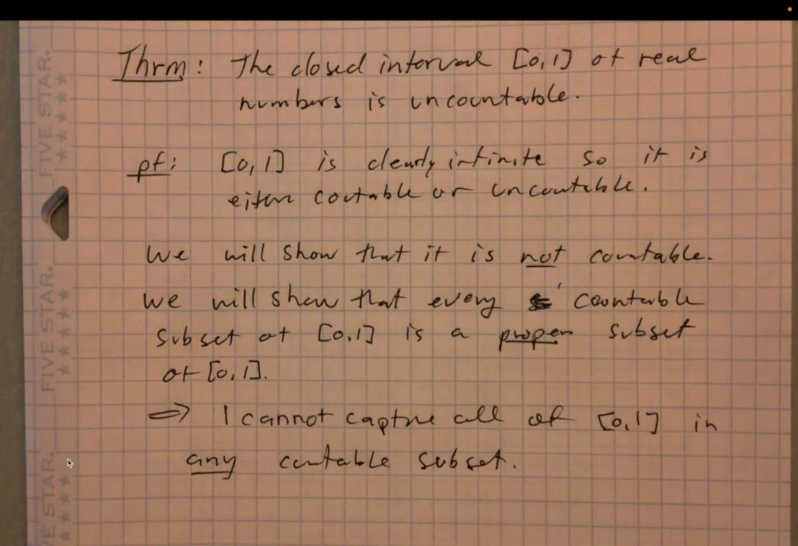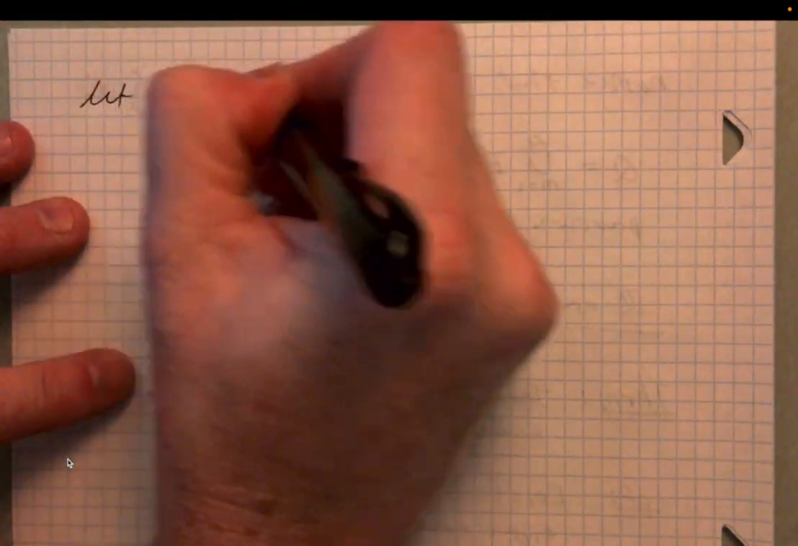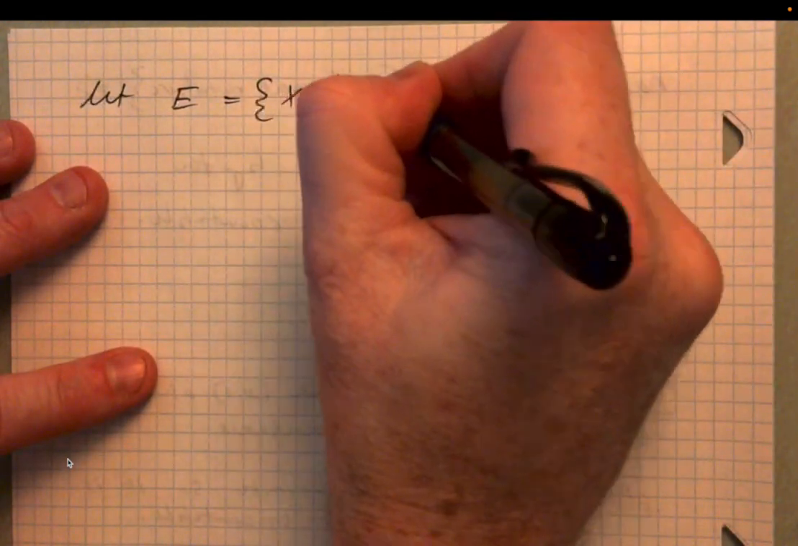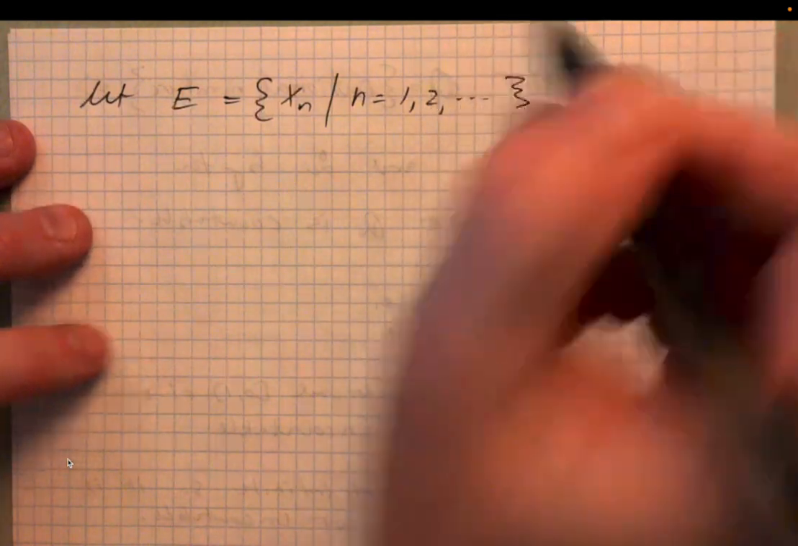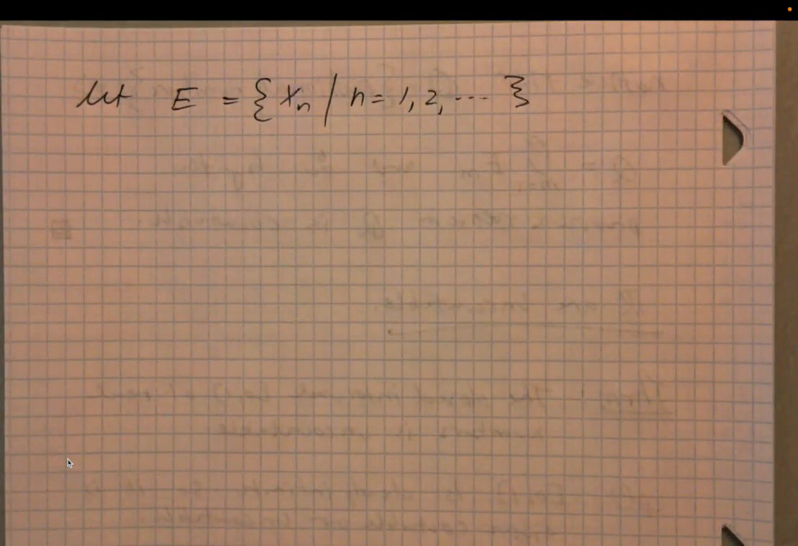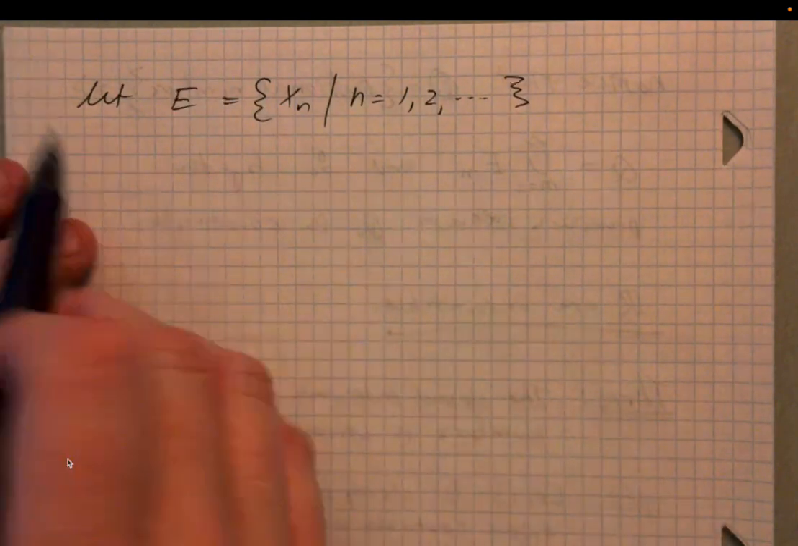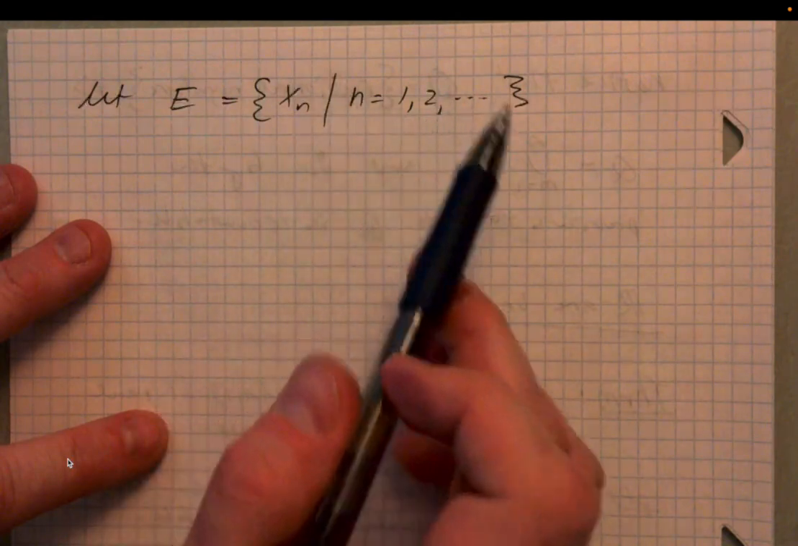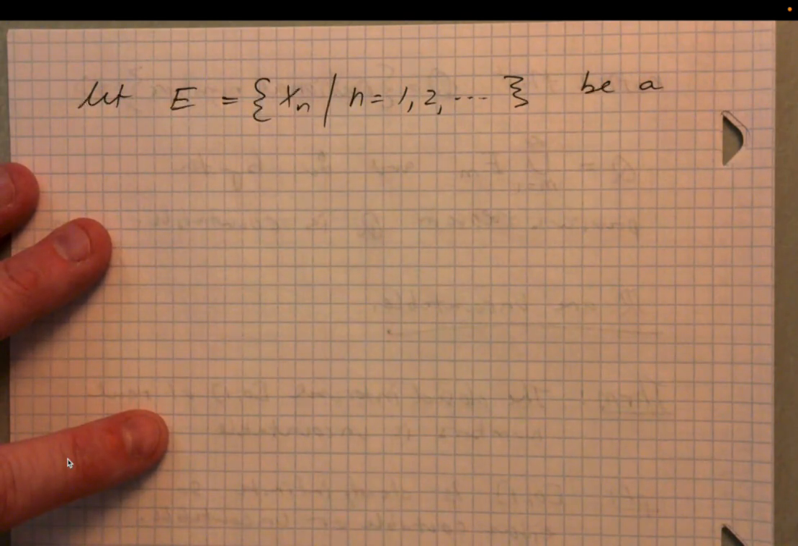Okay, so let's go ahead and get to the meat of it. The meat of this argument: we're going to let E be the set of x sub n such that n is equal to 1, 2, and so on. And this is going to be an enumeration of a countable subset of [0, 1].